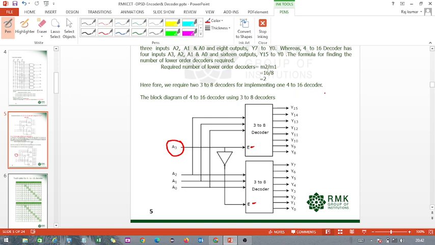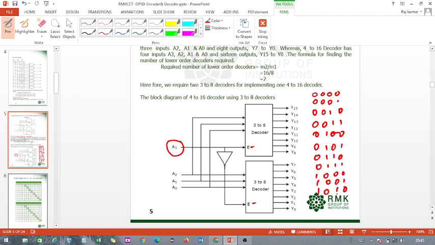Because you know that for a 4 to 16 decoder, if you start writing, your data will be 4 bits. Now how many possible combinations? These are the possible combinations we generally write: 0, 1, 2, 3, 4, 5, 6, 7, 8, 9, 10, 11, 12, 13, 14, 15.